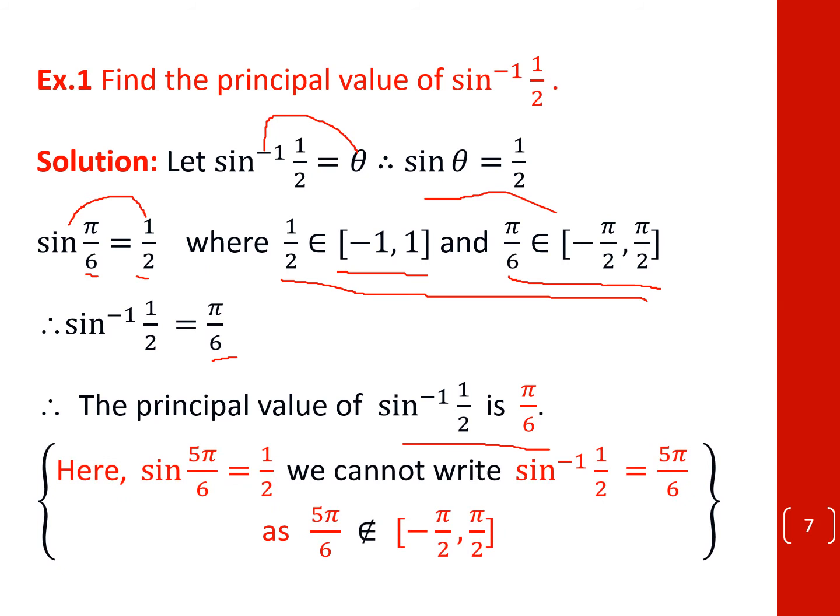So student, here sine of 5 pi by 6 is equal to 1 by 2. But we cannot write sine inverse 1 by 2 is equal to 5 pi by 6, as this 5 pi by 6 does not belong to the closed interval minus pi by 2 to pi by 2.